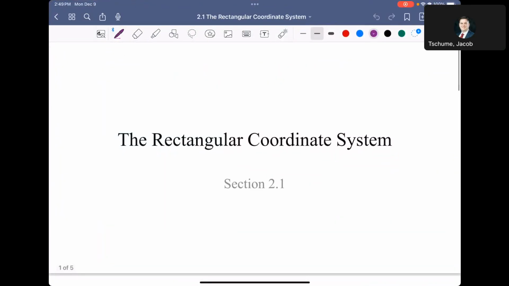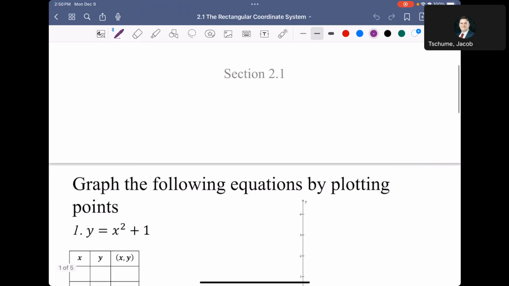All right, in this video, we are going to be starting chapter 2 of college algebra. And so in section 2.1, I want to go over some basic ideas inside of what we call the rectangular coordinate system, which is really going to be an introduction to our chapter of graphing that we're going to see over the next few days or few videos, I should say.